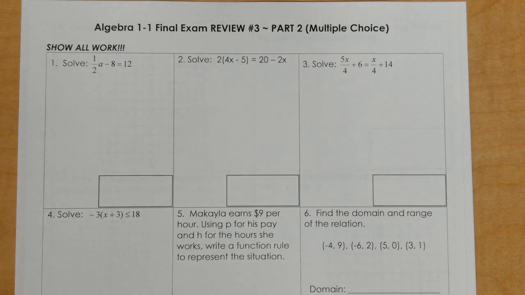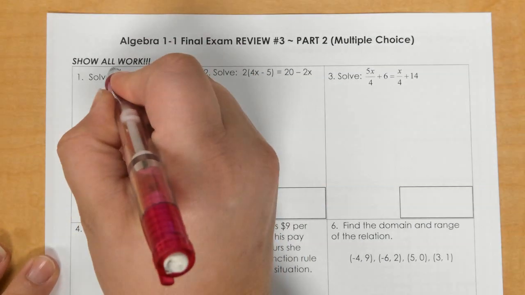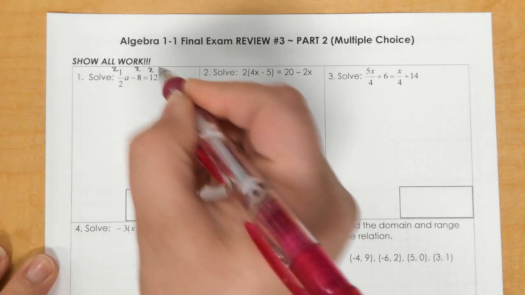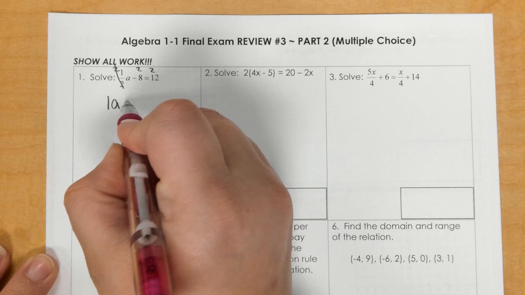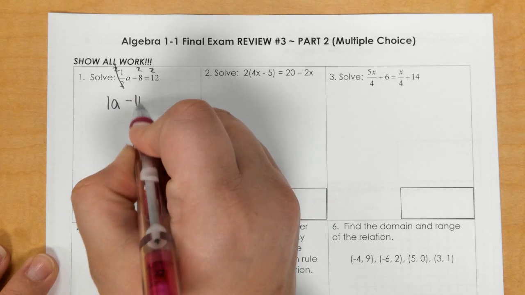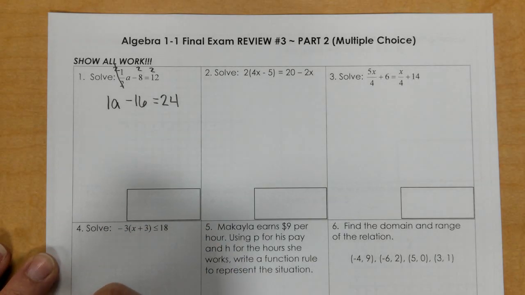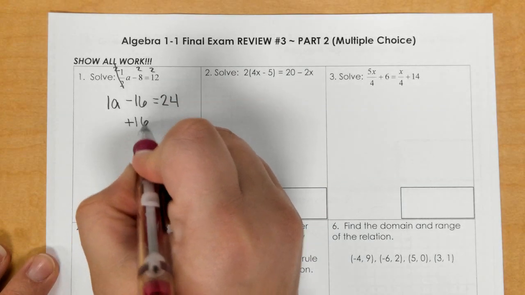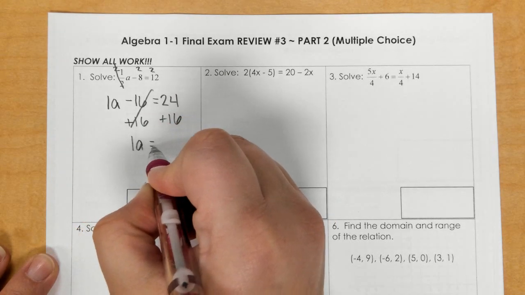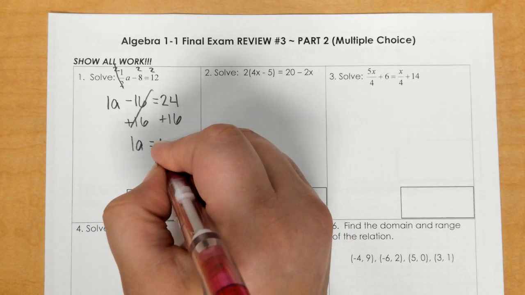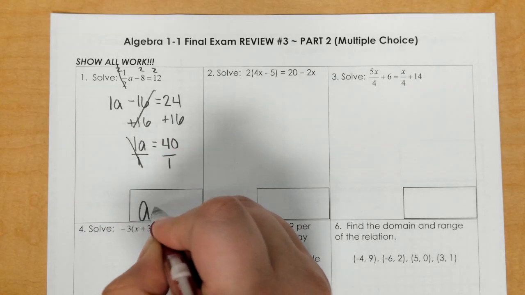So, number 1, we need to solve by taking the 2 and multiplying it to every term. So the 2's cancel and you're left with 1a. If I multiply 2 times 8, I get negative 16, and then 2 times 12 is 24. And then I just solve the equation. So I add 16 to both sides. 1a gives me 40. And then I divide by 1, and a is 40.